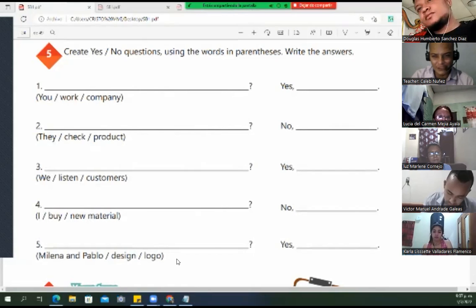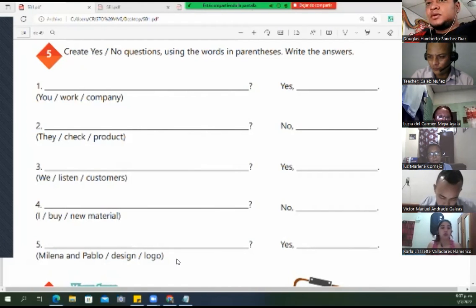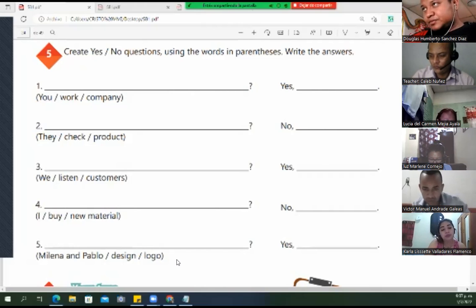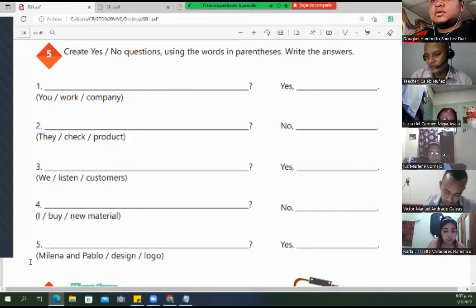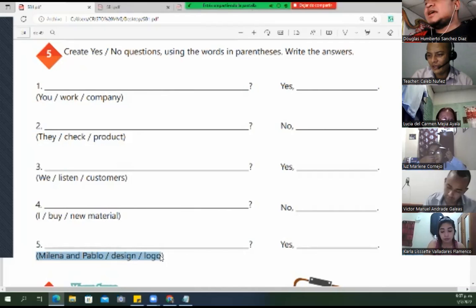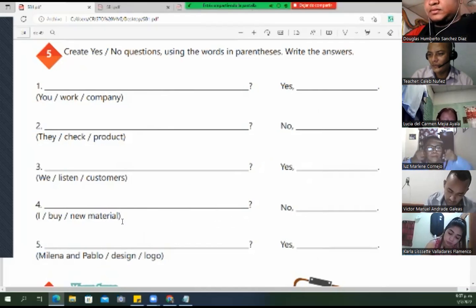What is the question, guys? Do Melina and Pablo design a logo? Correct. And the answer is? Yes, they do. You say yes, they do. Excellent. Okay, can you try to make a question?